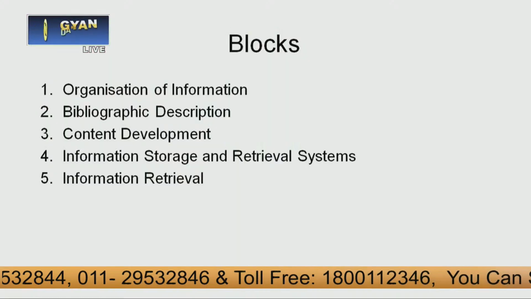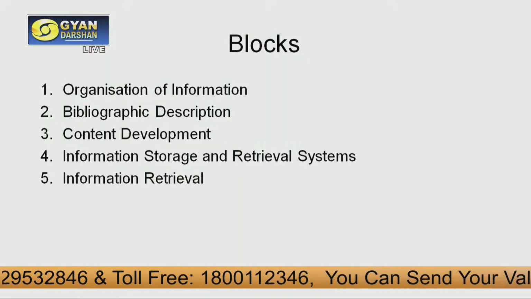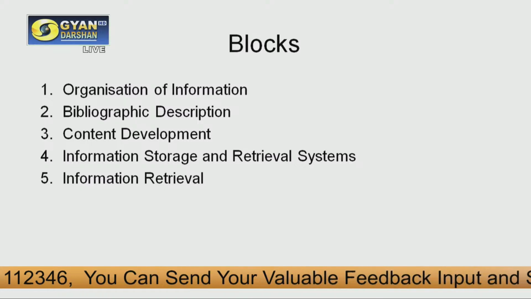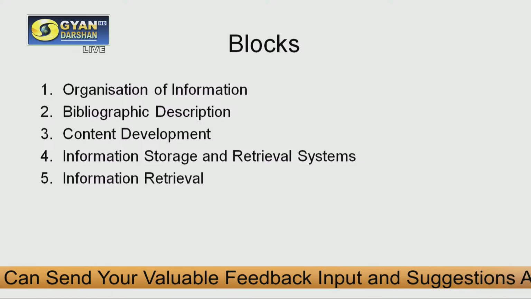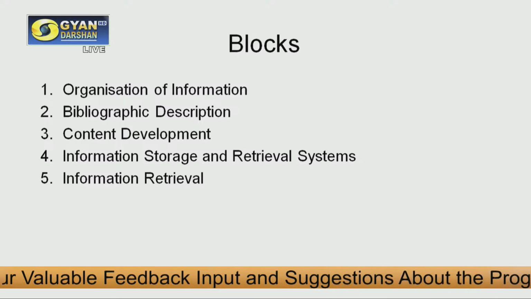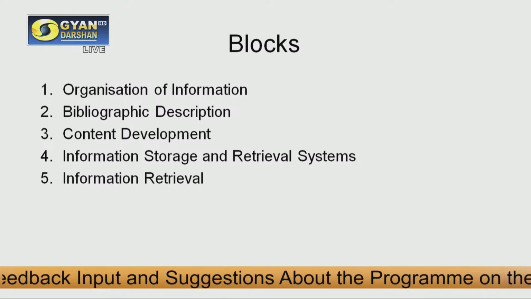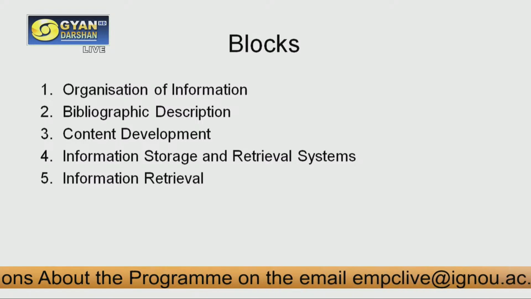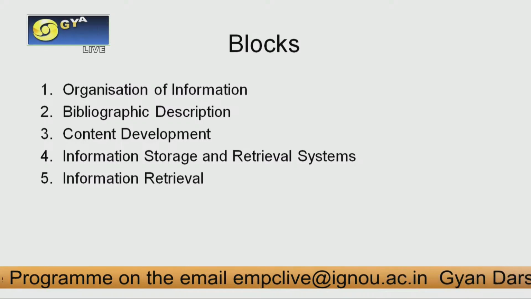Now, this particular course, as I said, is divided into 5 blocks, and these 5 blocks are here on your screen. The first block is organization of information. I'll tell you about the details of this. Bibliographic description is the second block. Content development is block 3, information storage and retrieval systems is block 4, and block 5 is information retrieval.